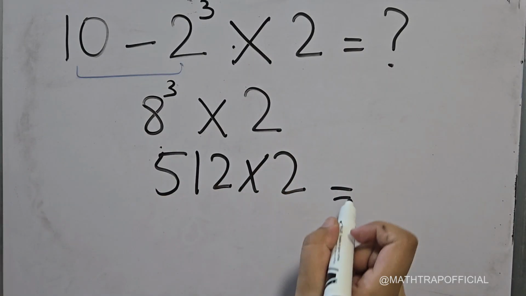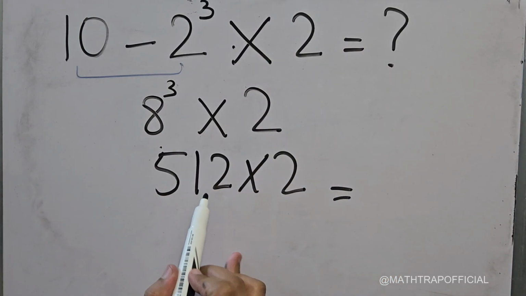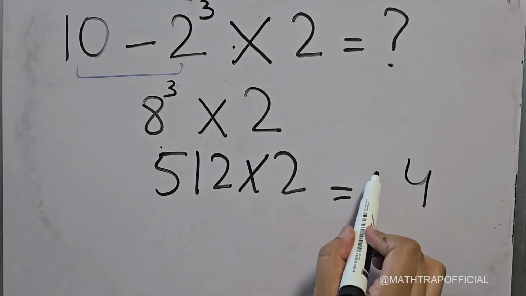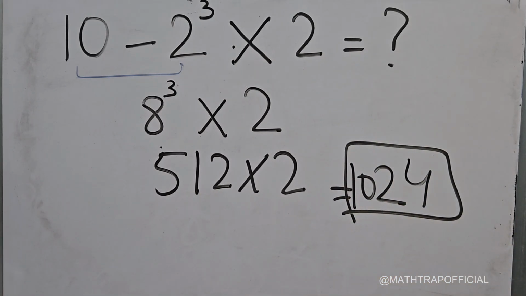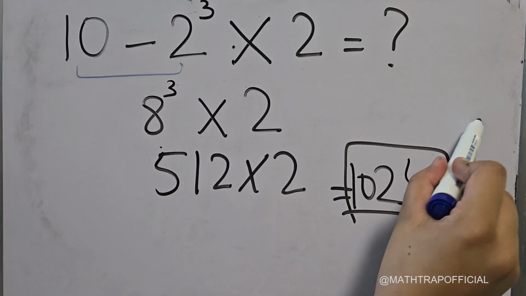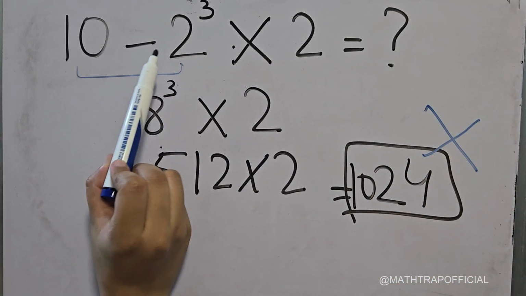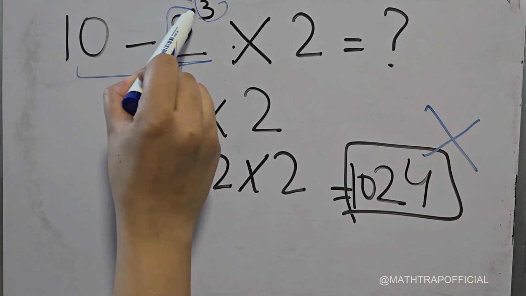Now 512 multiplied by 2, which comes to 1024. So this answer is not true because we made two big mistakes here.